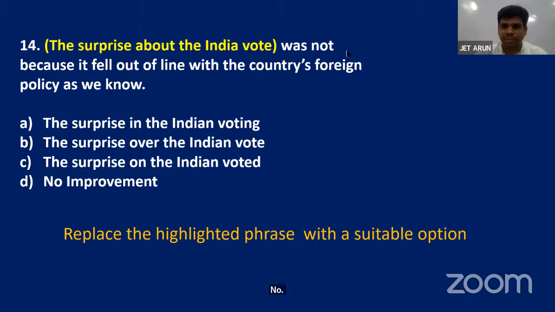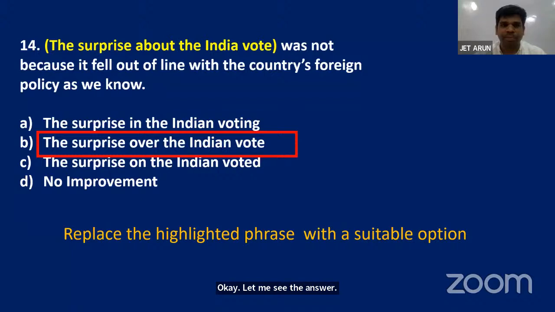Here are the answers I'm getting. A. All right, everyone is answering A this time. Okay, let me see the answer. It's B, students. The surprise over the Indian vote was not because it fell out of line with the country's foreign policy as we know. All right, let's go for the next one.